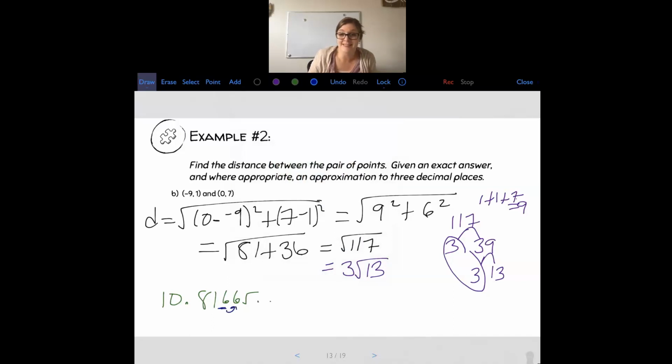Next to the 6 is a 6. So since this is 5 or greater, we're going to add 1. It's going to cause it to round up to give us 10.18817.